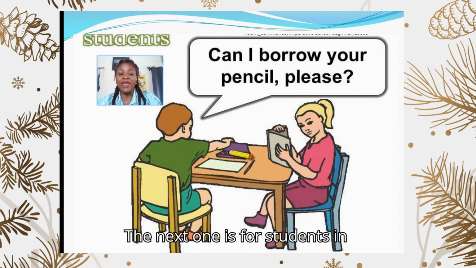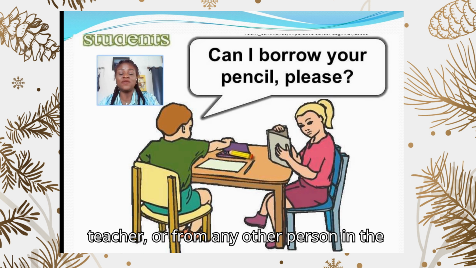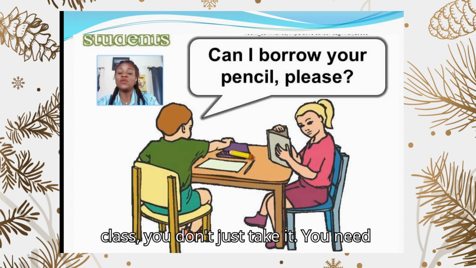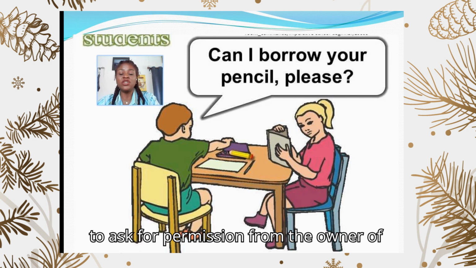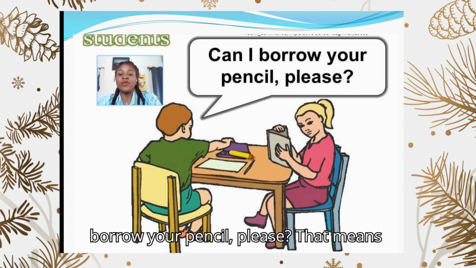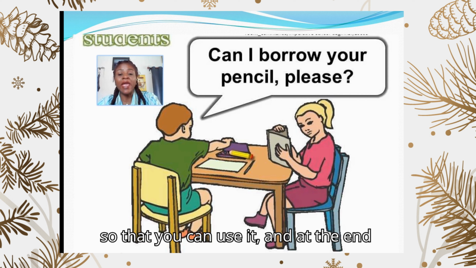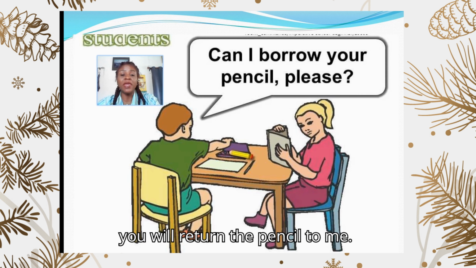The next one is for students in the class. If you need something from a friend or from a teacher or from any other person in the class, you don't just take it. You need to ask for permission from the owner of that thing before you get it. Okay? For example, you say, can I borrow your pencil, please? That means you want me to give you my pencil so that you can use it, and at the end, you will return the pencil to me.